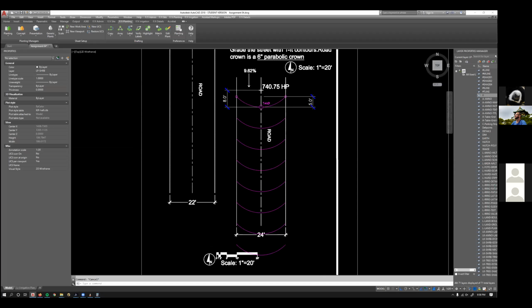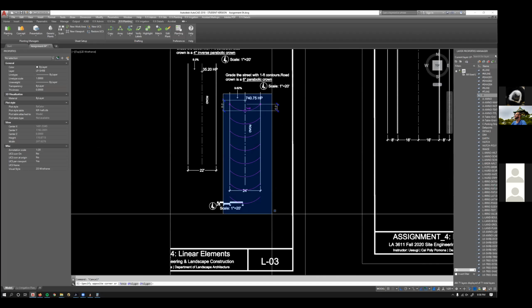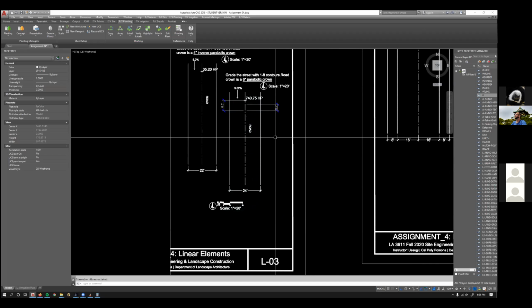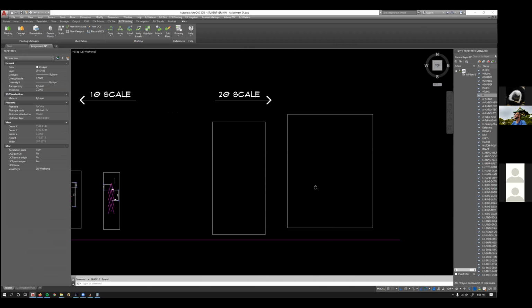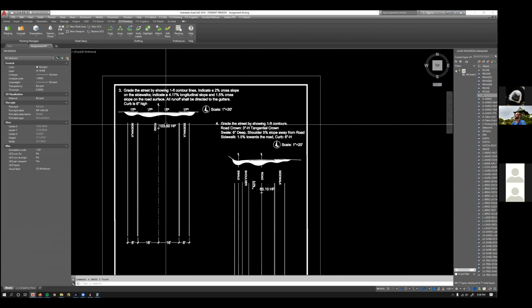Okay, we are going to move right along to probably the hardest one, because once you can do this one, you can do the one right next to it.